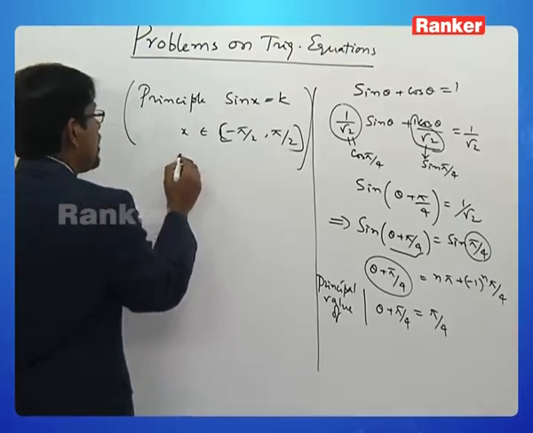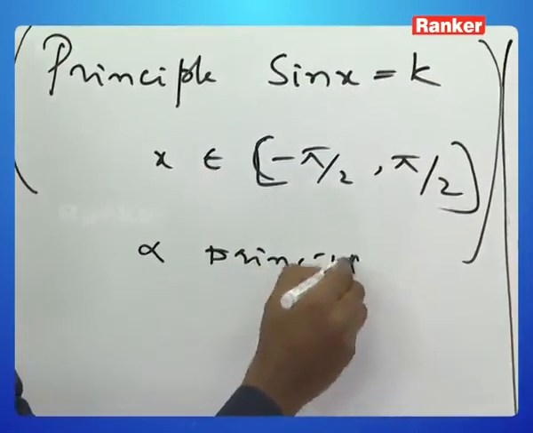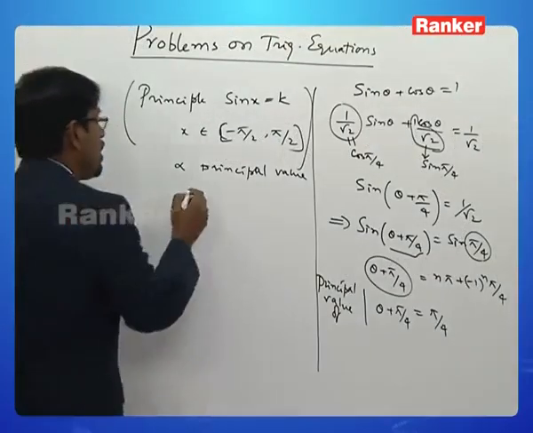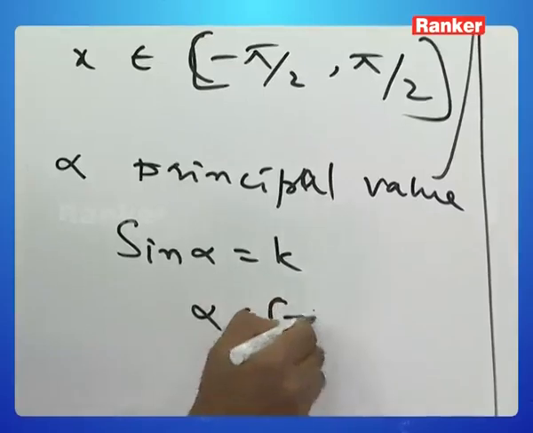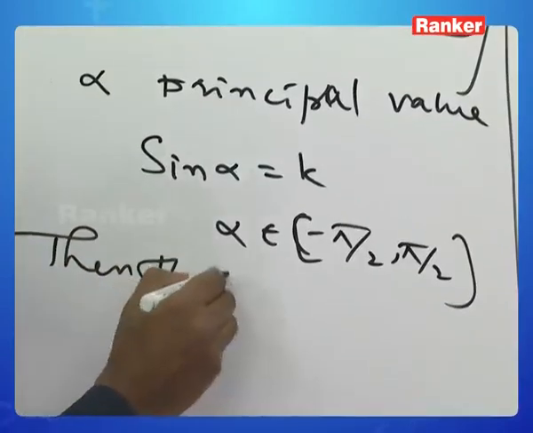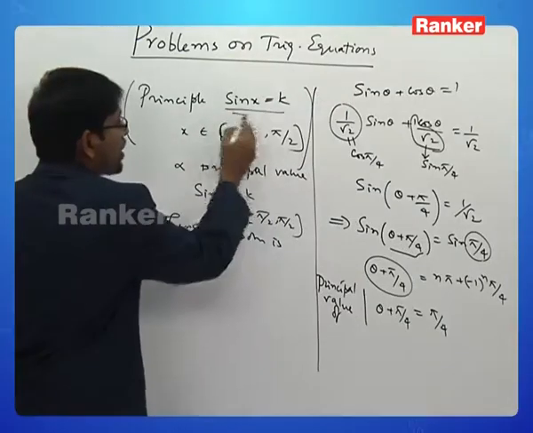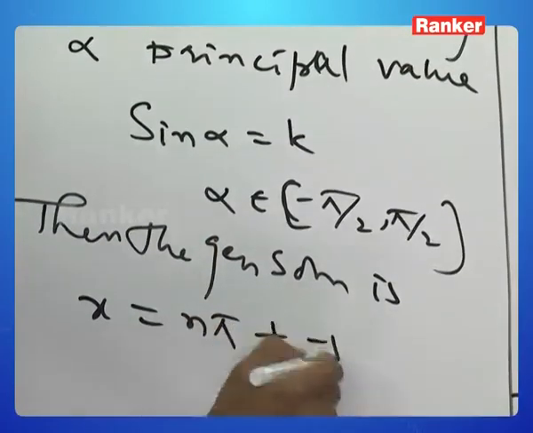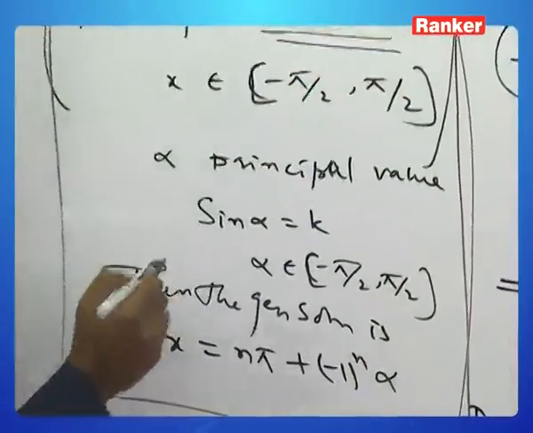Now the general solution: suppose alpha is the principal value of this equation. That means sin alpha is k and alpha belongs to minus pi by 2 to pi by 2. Then the general solution of this equation sin x equal to k is x equal to n pi plus minus 1 power n into alpha. Now this is a note that we must keep in mind.